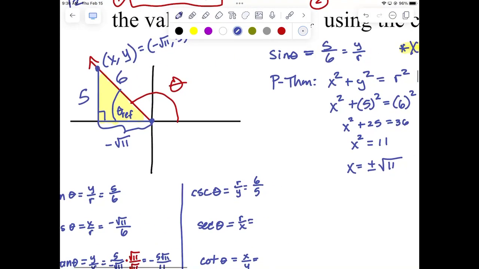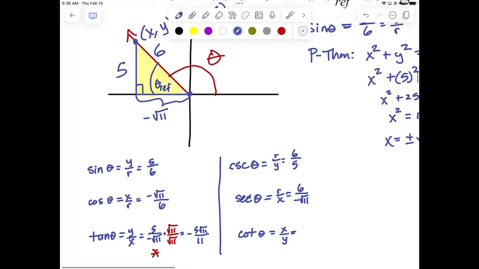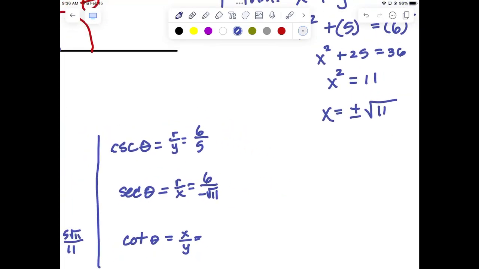What's secant? Secant is r over x. What's r over x? 6 over negative square root of 11. Now, I'm not going to leave it like that, but real quickly, is that the reciprocal of the cosine? It is. Now, I do have to tidy this one up. I need to multiply by the square root of 11 over the square root of 11, which gives me negative 6 square root of 11 over 11.